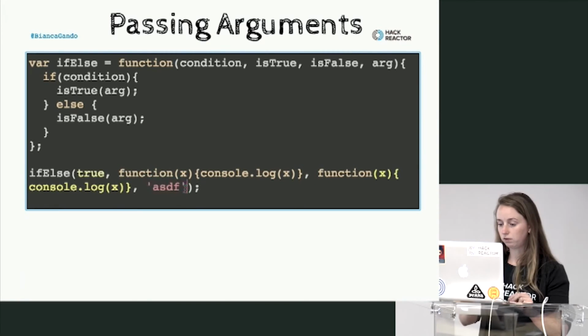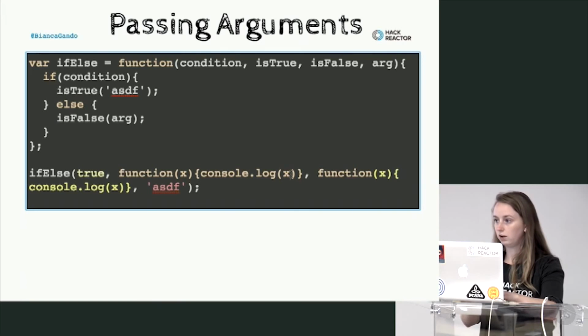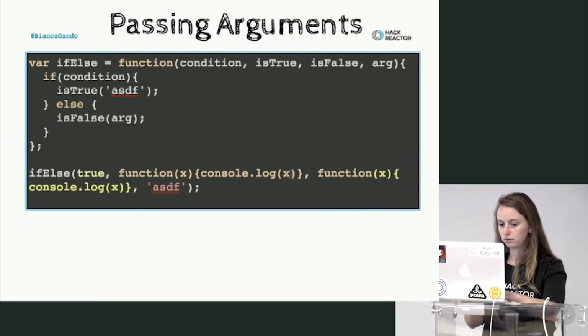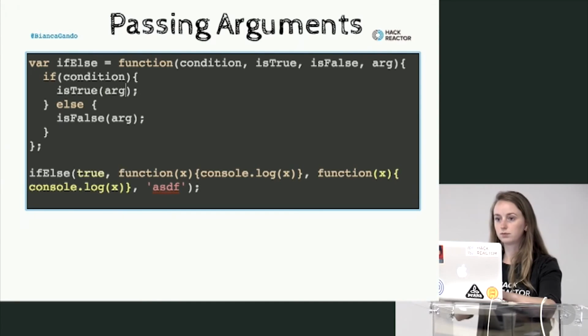And when we pass ASDF, arg now contains that value. You can imagine arg here is now ASDF, and that's an argument. And now is true, this x here, is then going to be ASDF. That's how you follow it through the function. The follow-up question, I think, is do you have to set that parameter in the function definition of is true and is false?